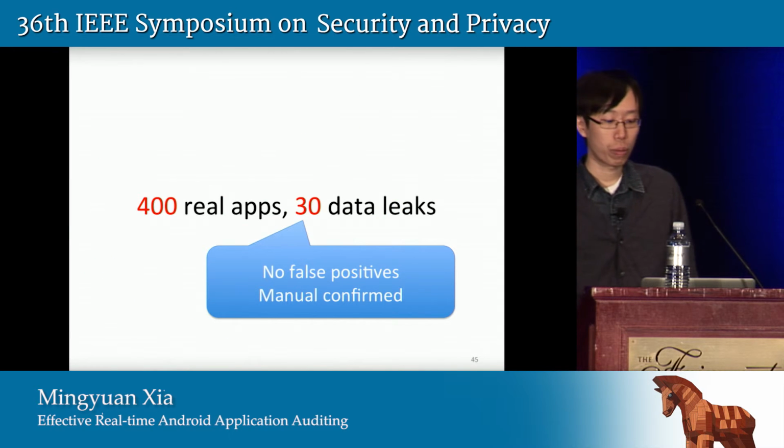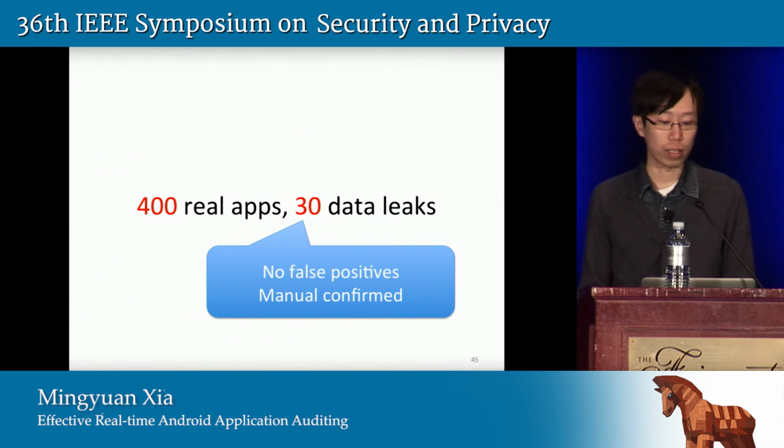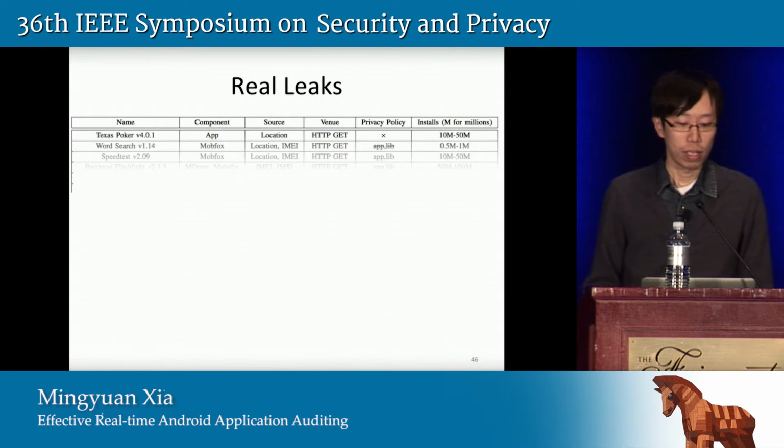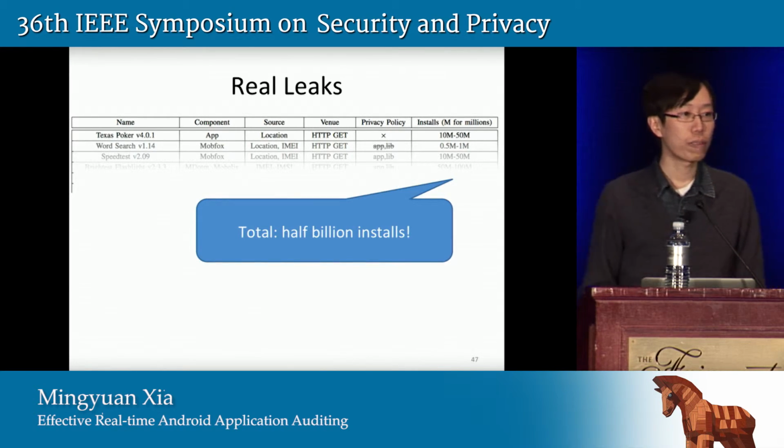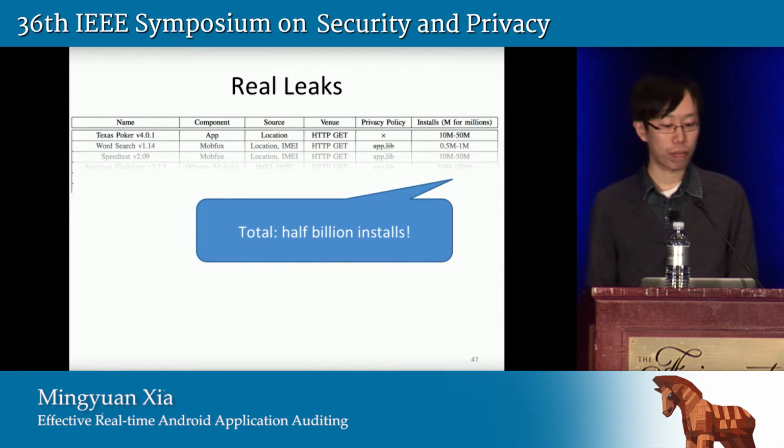Finally, I want to share with you some real leaks we found in real-world apps. We examined 400 real apps, and we found 30 data leaks. All of them are manually confirmed, and there is no false positive. The detailed list is in the paper, but I just want to share some insights. All of these leaks combined have 500 million installs, and I personally have some of them installed on my device.